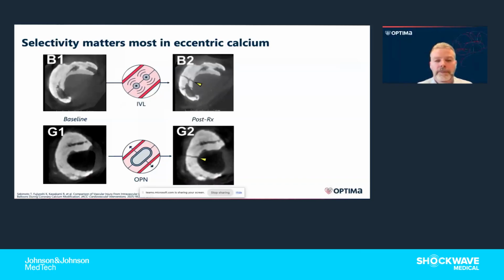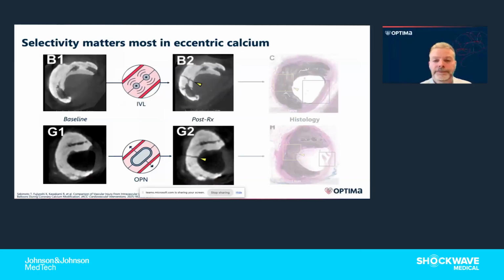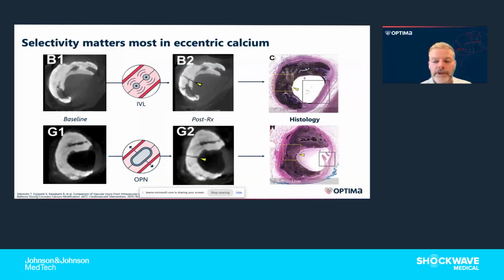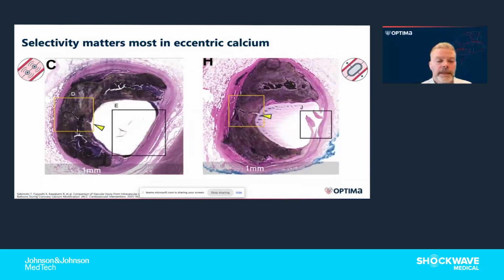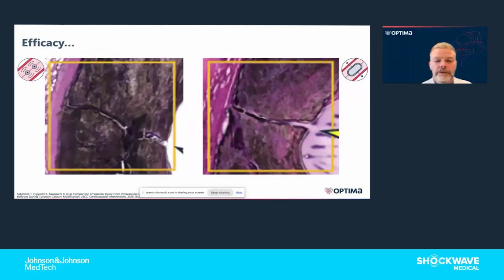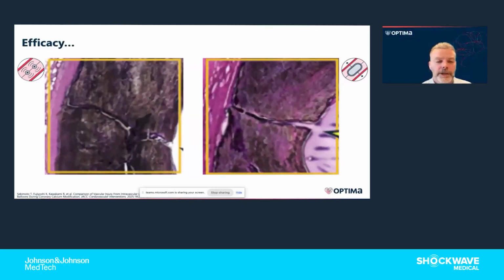And you can see post-treatment, there's a fracture in both, but critically, there's disruption in the medial layer in OPN at the bottom, and the normal vascular tissue is normal at the top. And we can look at that in some more detail. So zooming in at the fractures, you can see there's a disruptive fracture there and eccentric calcium in both the modalities here.